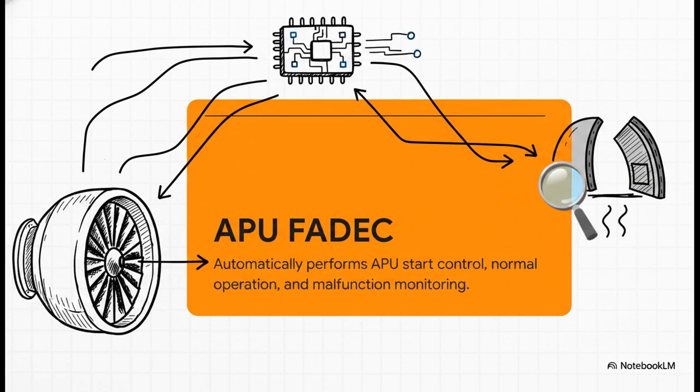But the real brains behind all that hardware? That's the APU FADEC. That stands for Full Authority Digital Engine Control. The manual explicitly states that this digital system handles, well, everything. It automatically performs the start control, it manages normal operation, and it completely handles malfunction monitoring. It's essentially the ultimate overseer of the APU.